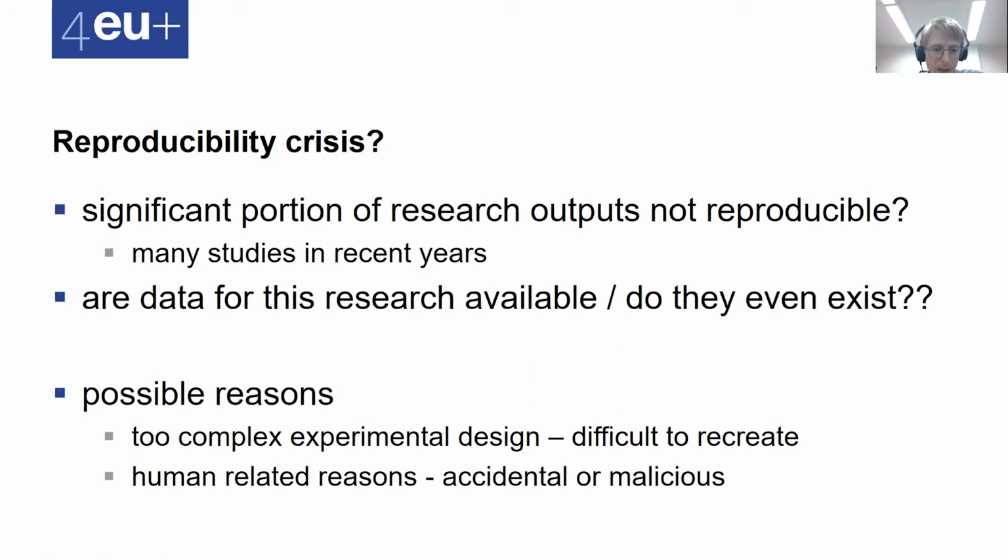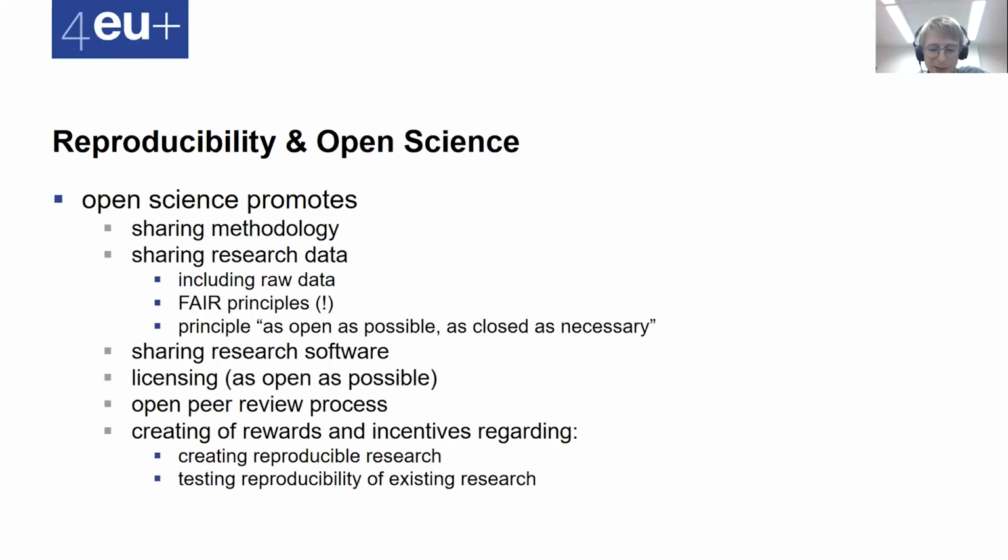And there may be other problems with too complex experimental designs, for example, which are difficult to create, or some human-related reasons, that somebody makes some mistakes, or maybe something malicious. It's difficult sometimes to really tell one from the other. And you probably would like to avoid this as well, so that somebody would not think that you are doing something wrong.